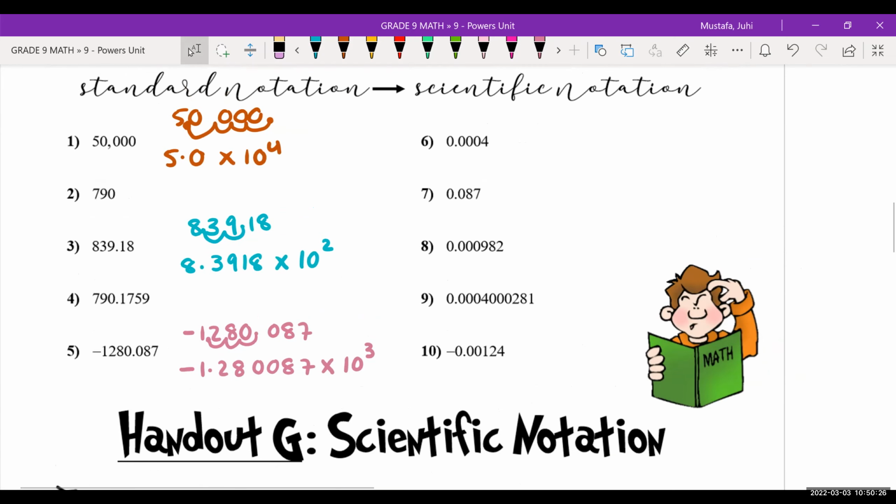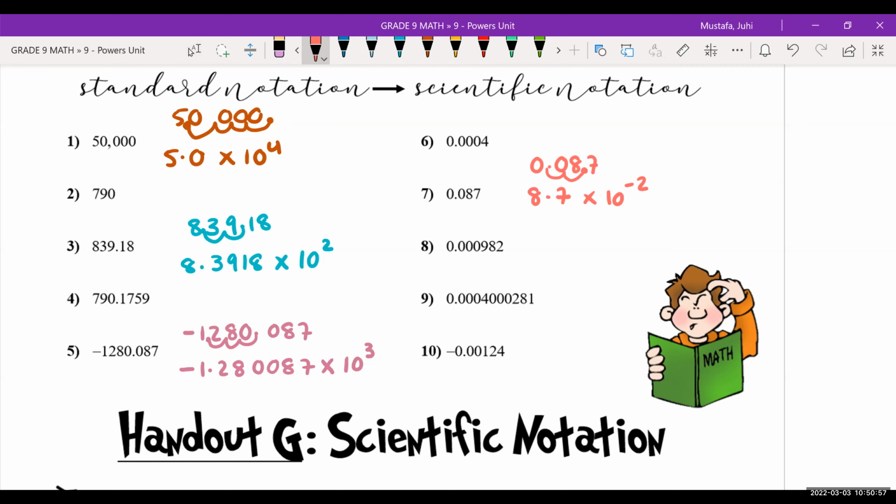Okay, what about if we're going in the other direction? So in this example for question 7, 0.087. So to make 0.087 into a scientific notation, we're moving the decimal place over twice. And we're going to be left with 8.7 times 10 to the power of -2. So when you're going from standard form to scientific notation and you're moving your decimal place to the right, you end up with a negative exponent.